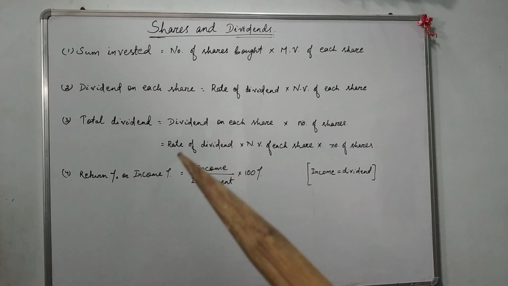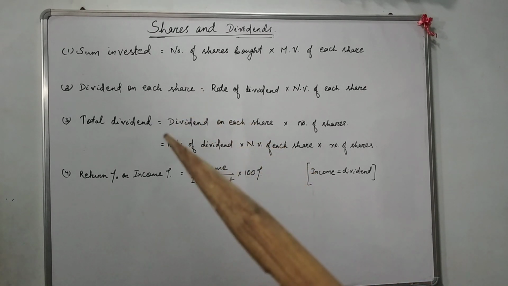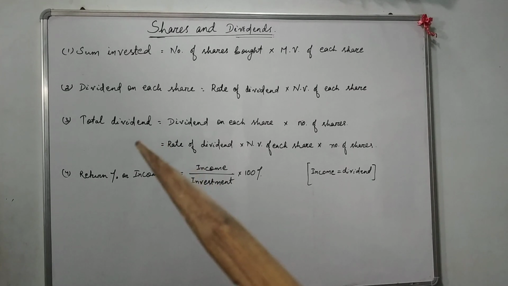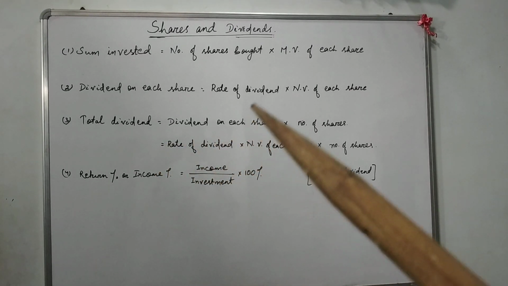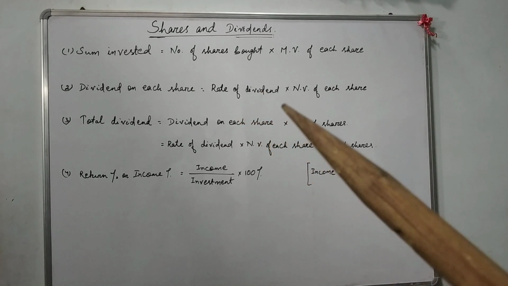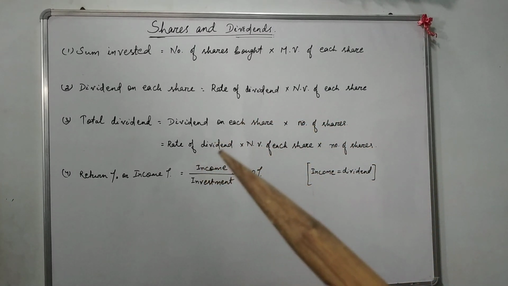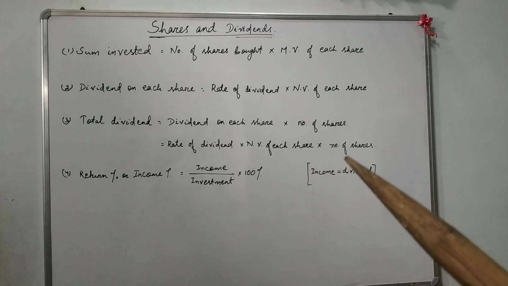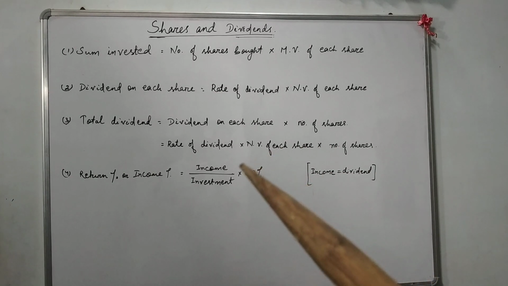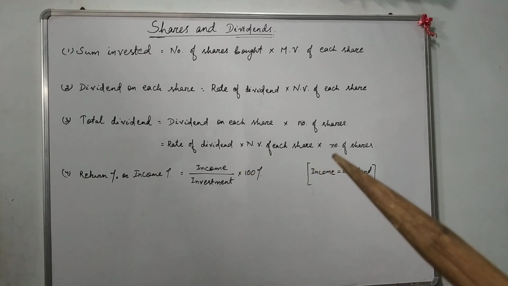The third one, the total dividend. Number 2 was on each share, number 3 is on total dividend. Total dividend is equal to dividend on each share into number of shares. Dividend of each share we have already found out here: rate of dividend into nominal value of each share. So total dividend is equal to rate of dividend into nominal value of each share into number of shares bought by the shareholder.